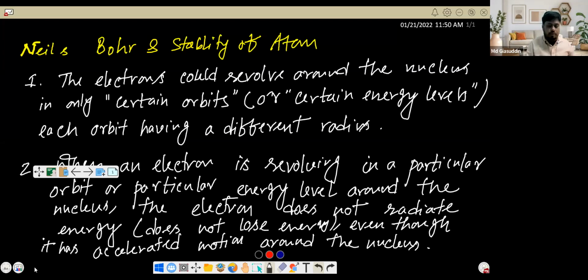Okay. So now let me go through this very easy thing. That is what we came to know from Bohr's postulate. So let us write down the Bohr's model of an atom.